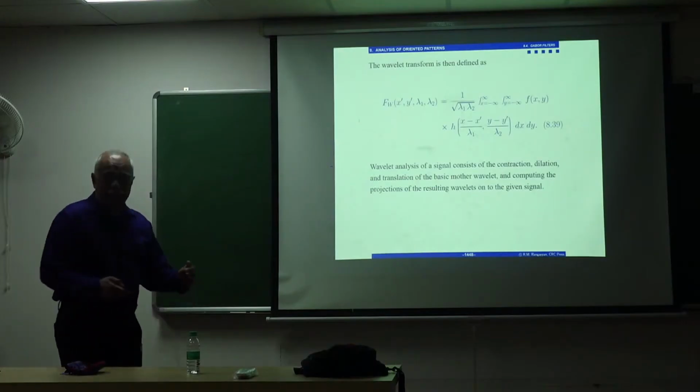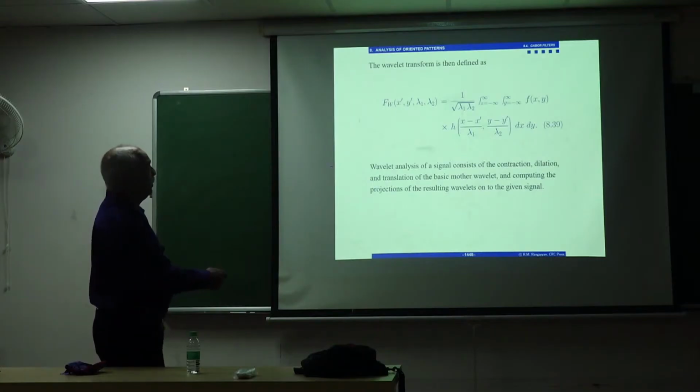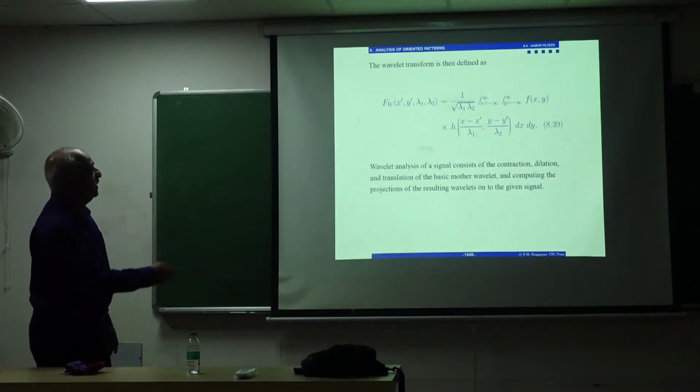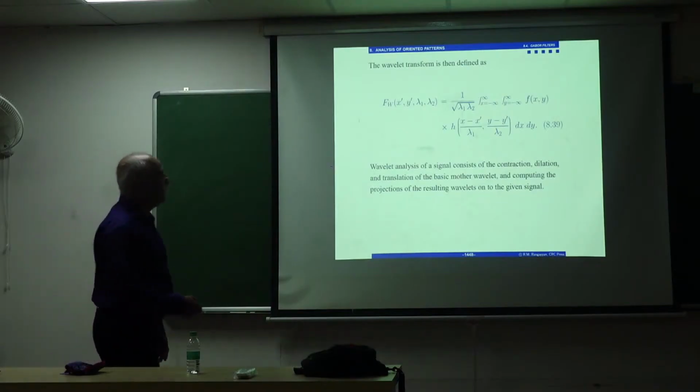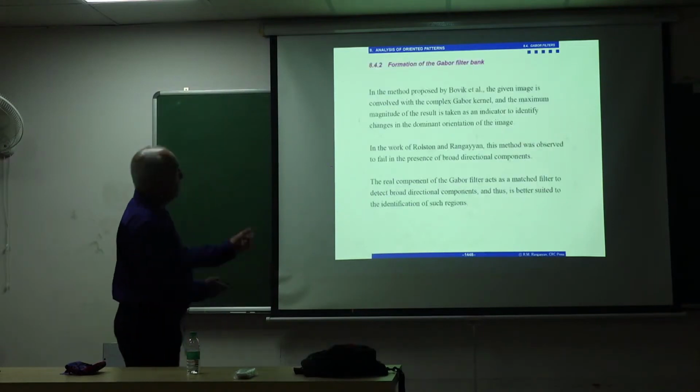If you want to call it a wavelet transform, then you can compute these coefficients for the parameters just by taking the projection of f(x,y) with each of these wavelet functions with a normalization factor. So you have contraction, dilation, translation of the basic mother wavelet, and rotation if necessary.